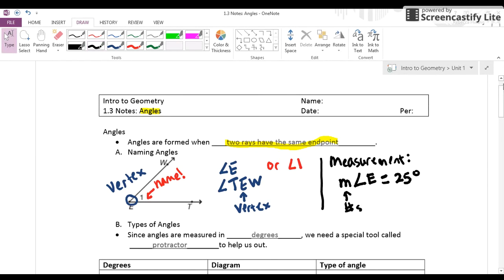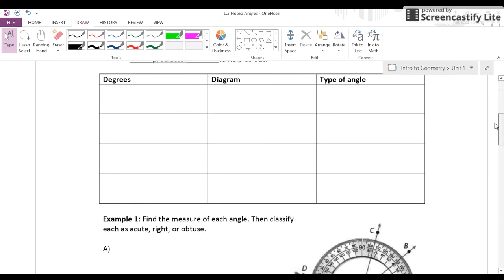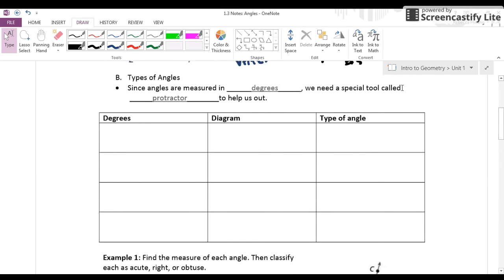Okay, what kind of angles do we have? Well, angles are measured in degrees, like we said earlier. Make sure you fill that out, right? We use what we call a protractor to measure that. And we're not going to do any protractor measurements here with the video, so bring your protractor to class and we'll be talking about that and doing that measurement in class.